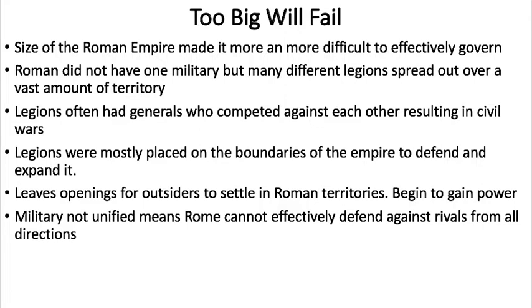And if they were called to battle in one place or another to try to expand the empire, it left openings for outsiders, the people that they call barbarians, to come in and start settling in Roman territories. And we're going to see that they're going to gain population and power internally. So these outsiders are going to increase in their population within the boundaries of the Roman Empire. And since the military is not unified, the Romans can't necessarily defend themselves.